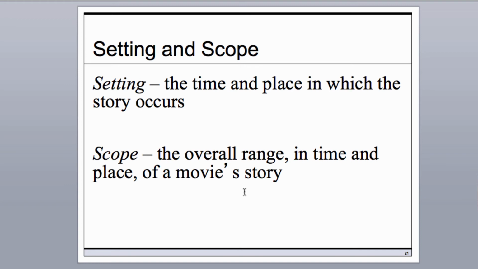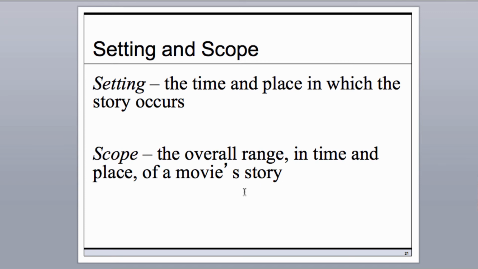Setting and scope. Last one. Setting is the time and place in which the story occurs, not the time we're at right now as we watch the film. The two can be the same, but they have a particular approach to a time and a place to set the mood. So that's called the setting.